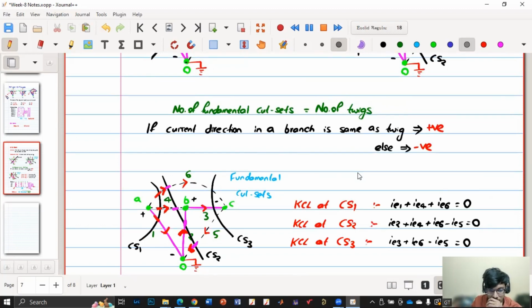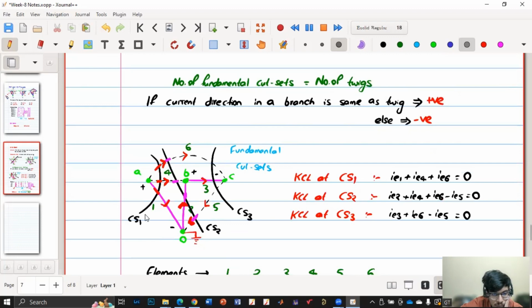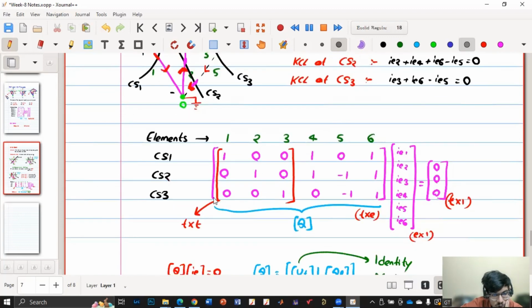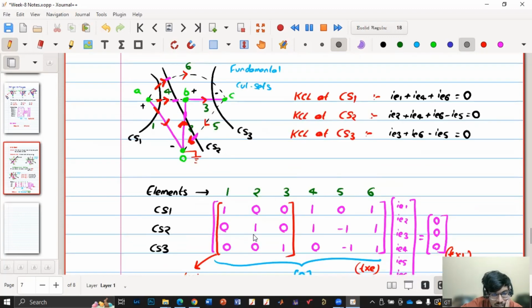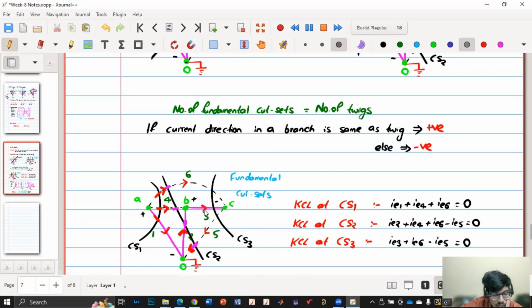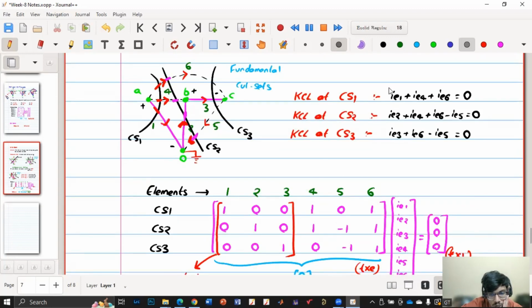Sir, do we have to consider both twig and link? Yes, we have to consider both. While applying KCL, you have to consider all the elements, but the convention is that the current direction of the twig is always positive. If it is leaving for that cut set, leaving is positive. If it is entering for that cut set, entering is positive. Why? Because we need to get a unity matrix here, right? The twigs are here, 1, 2, 3, so 1, 2, 3 should always be positive.